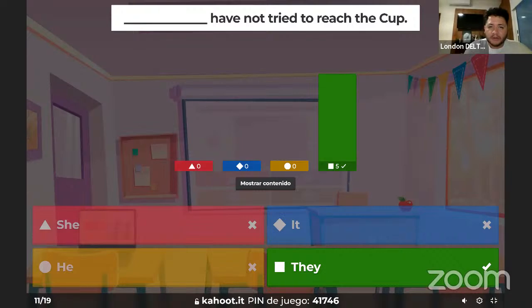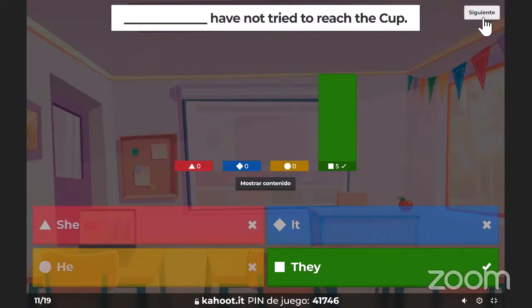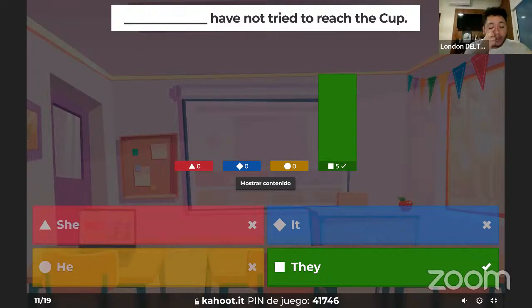Okay. Vamos a leer, por favor. Cynthia, can you help me read this sentence and then please translate? They have not tried to reach the coast. Very well. So they have not tried. Can you translate, please?